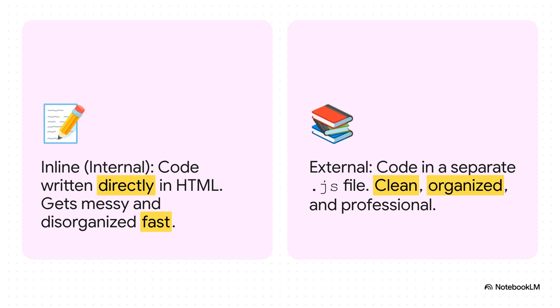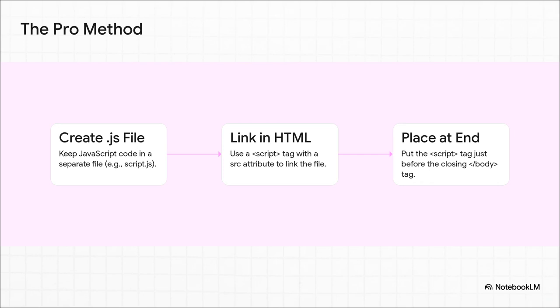It might work for a quick, tiny test, but it's messy, it's disorganized, and it's a nightmare to manage later. Then there's the professional method, using an external file. This is the way to go. It's like having a separate, clean, perfectly organized technical manual just for the building systems. It's clean, it's reusable, and it's the industry standard for a reason. So let's just focus on the right way to do it.